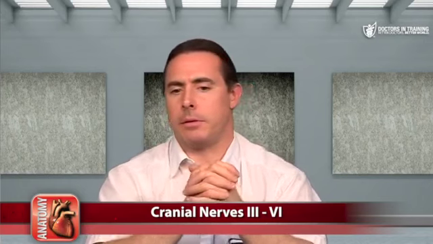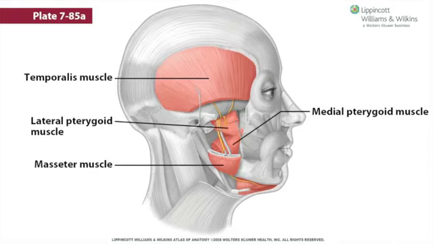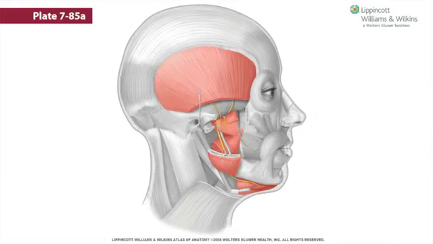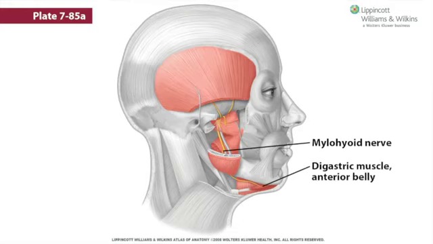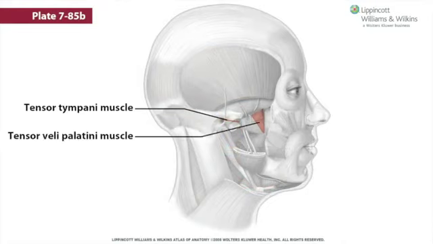The 8 muscles receiving motor innervation from the mandibular division of the trigeminal nerve are the temporalis, the masseter, and the lateral and medial pterygoids; 2 muscles innervated by the mylohyoid nerve, the anterior belly of the digastric muscle and the mylohyoid muscle; and 2 tensor muscles, the tensor tympani of the middle ear and the tensor veli palatini of the palate.